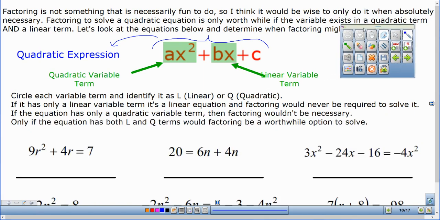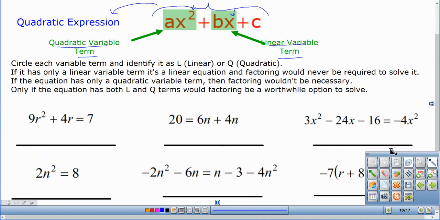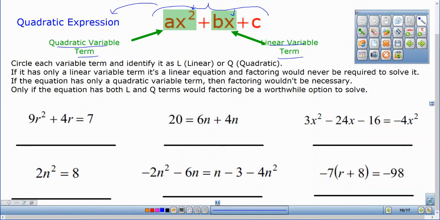Factoring is not something that's necessarily fun to do, so I think it would be wise to only do it when we absolutely have to. We can factor to solve a quadratic equation only when there is a quadratic variable term and a linear variable term. This is a quadratic expression, and the quadratic term has the x squared, the linear term has x to the first power. So we're going to go through these equations, and we're going to determine if it's a good idea to try factoring in order to solve.